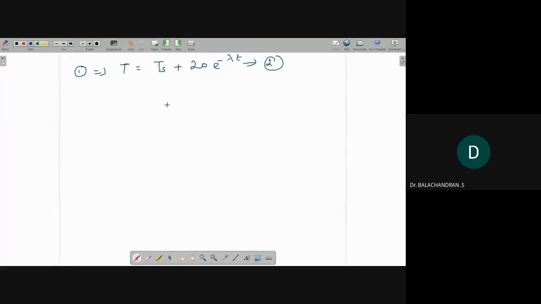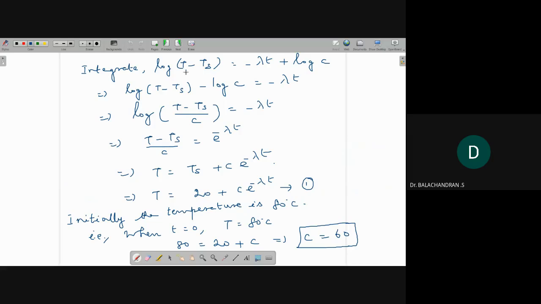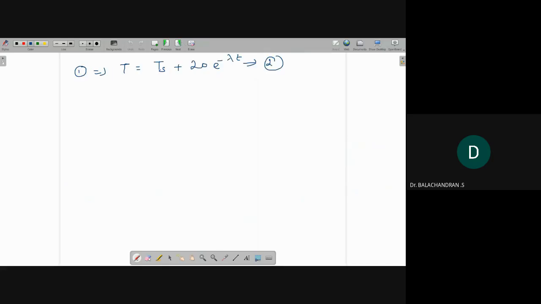Equation number 2. And one more thing they gave in the question is to find... We need, sir, to find... C is equal to 60, sir. C is 60. Yeah, so I put 20. Okay, thank you. C is 60. Okay.